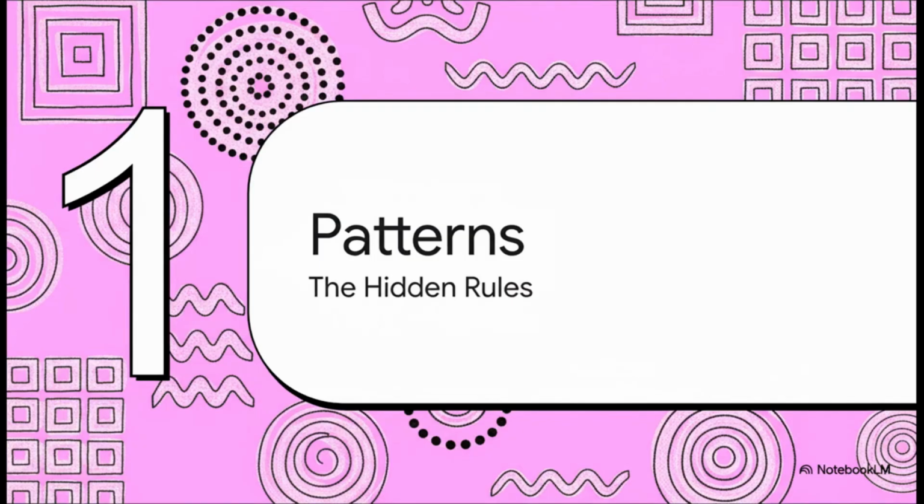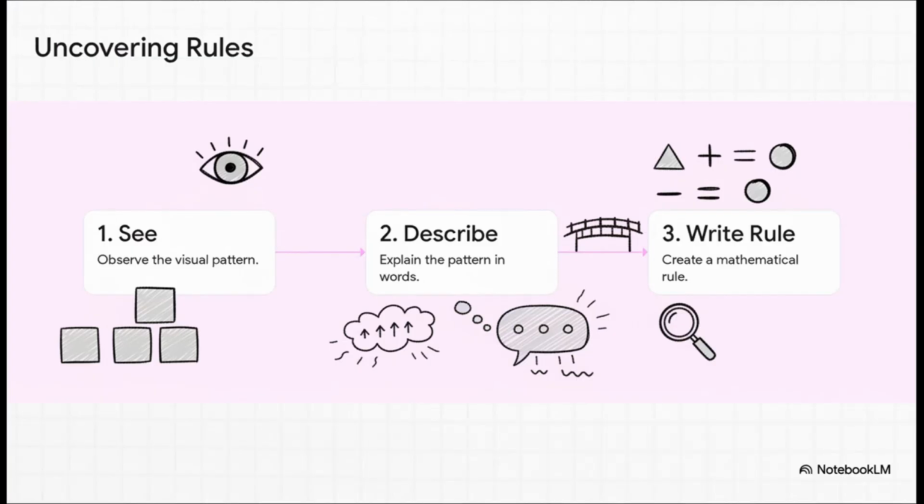Okay, so our very first building block is something you're probably already an expert at, even if you don't realize it: spotting patterns. Because really, when you get right down to it, relationships are just patterns in disguise. Check this out. It's a simple three-step process. First, you just look. What's actually changing each time? Well, it looks like we're just adding one block, right? So step two, we put it into words. You start with one block, and then you add one more for each new step. And finally, boom, we can write a rule, like the number of blocks is equal to the step number. Just like that, we took a picture and turned it into a math rule.